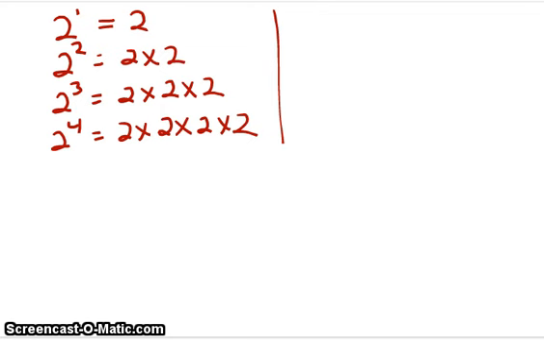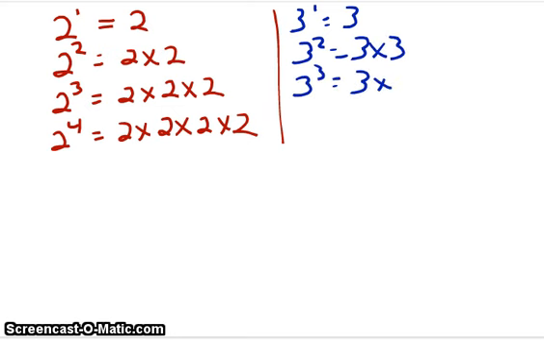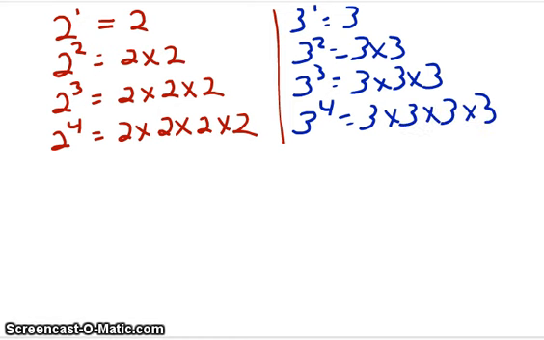I'm going to do the same thing with 3's. 3 to the power of 1 equals 3. 3 to the power of 2 equals 3 times 3. 3 to the power of 3 equals 3 times 3 times 3. 3 to the power of 4 equals 3 times 3 times 3 times 3.